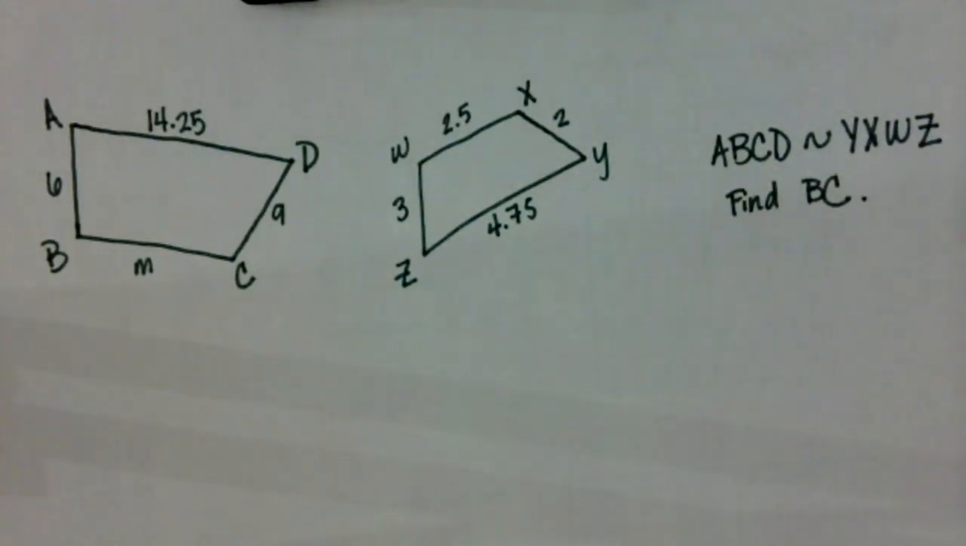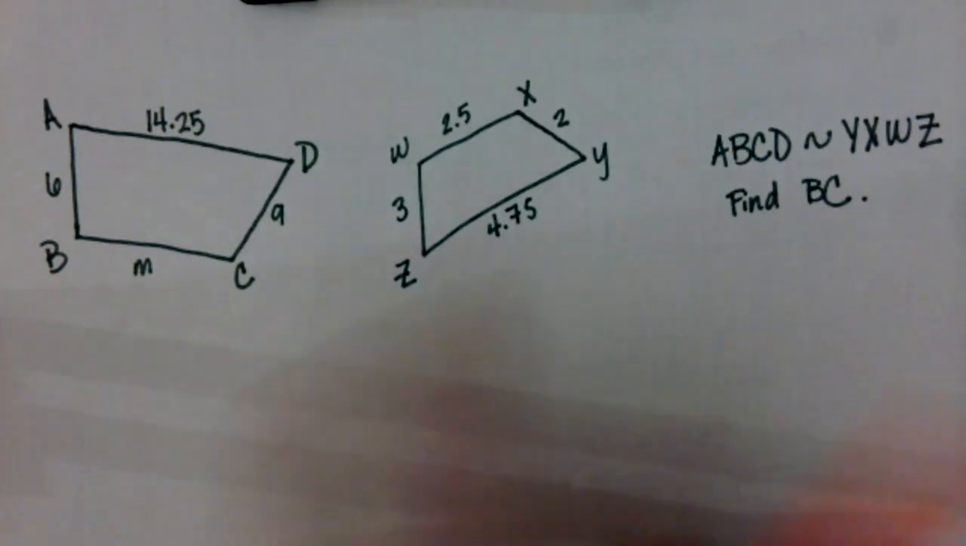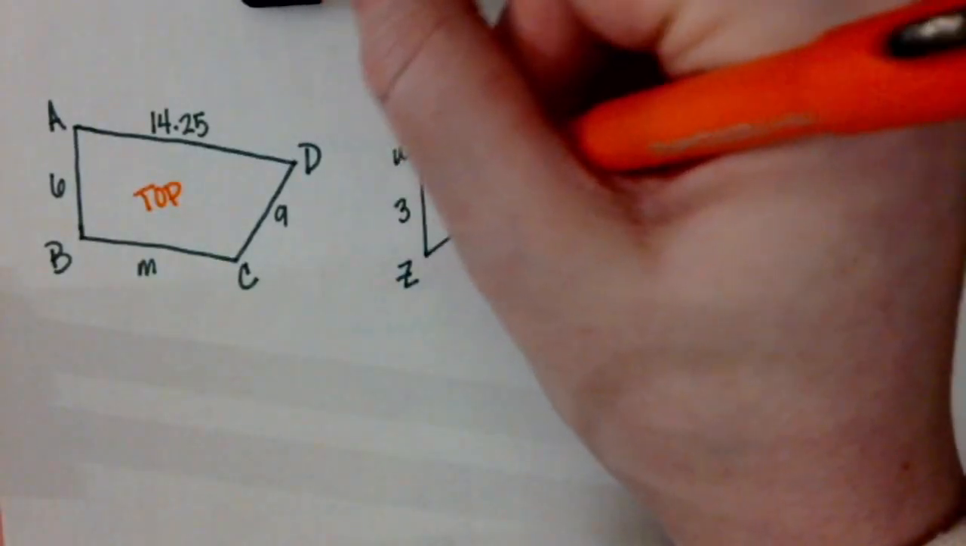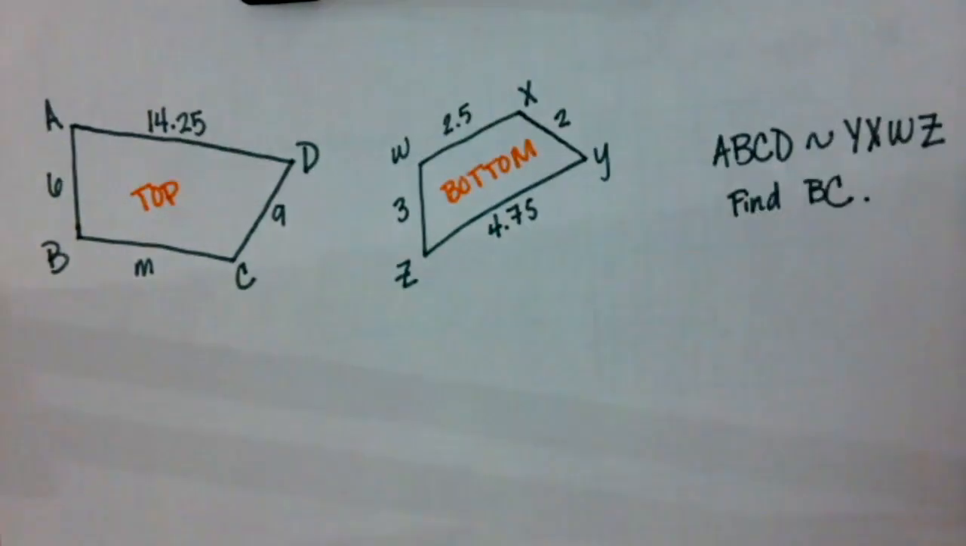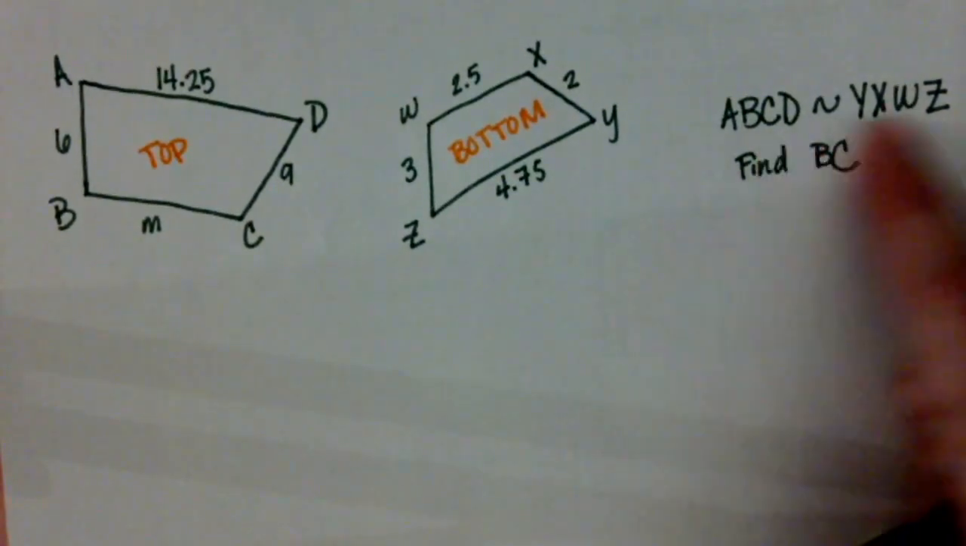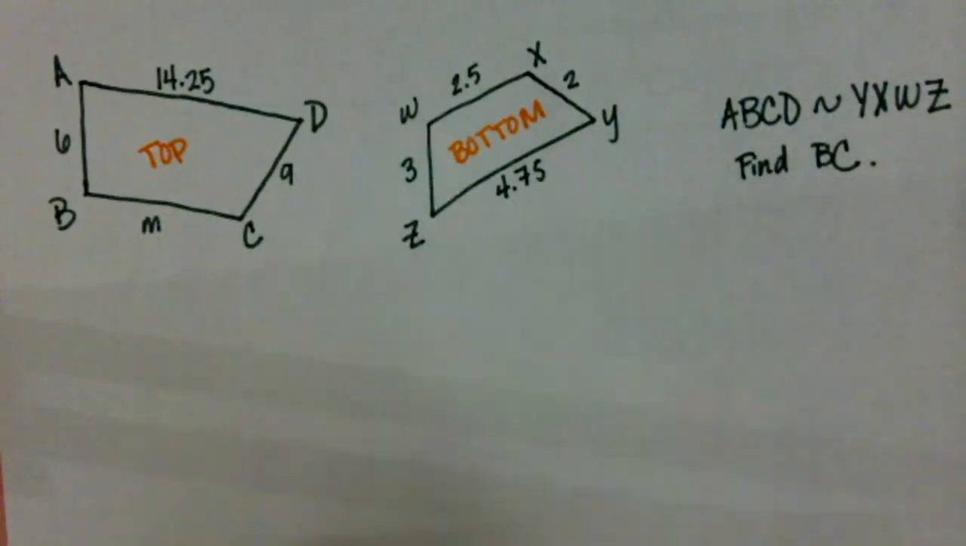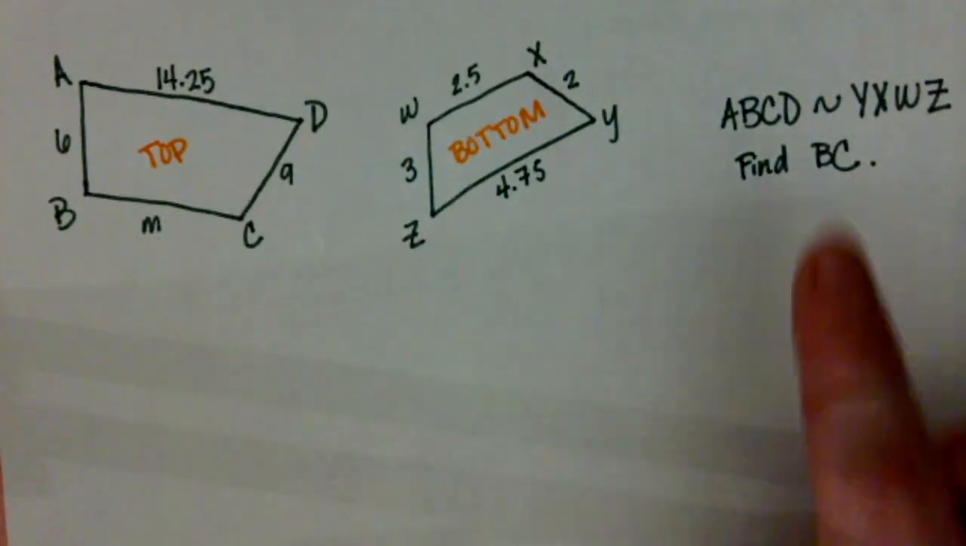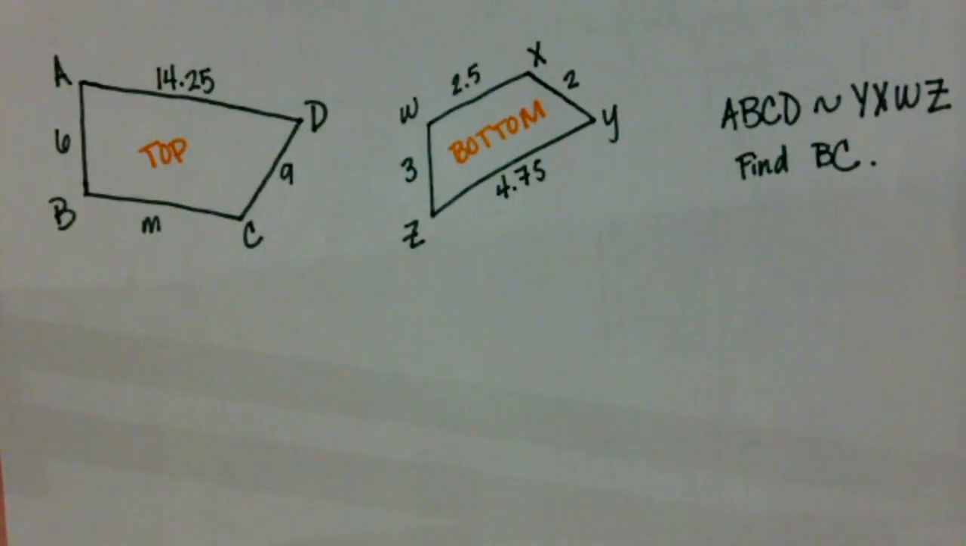The first thing I want to do is figure out which is going to be my top shape and which is going to be my bottom. I typically use the shape with the missing value as the top, but you can use whichever one you would like. So I'm going to use this one as the top. Then we want to start to set up a proportion using the similarity statement. Do not use the picture because the pictures can be misleading. So use the similarity statement to set up a proportion.